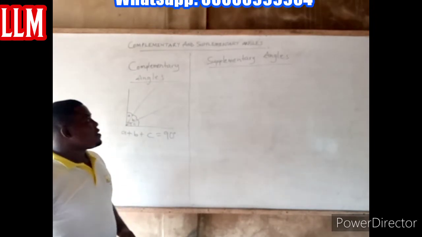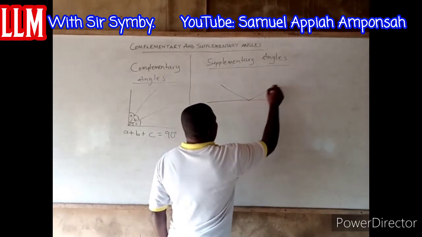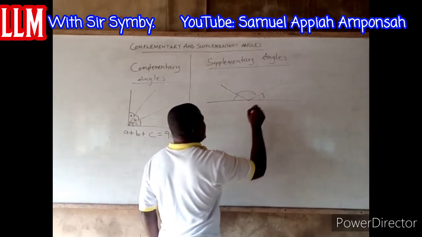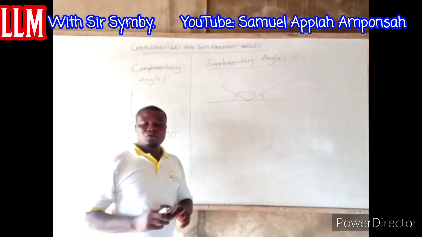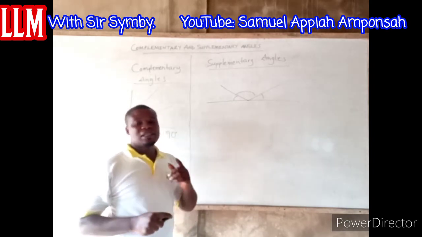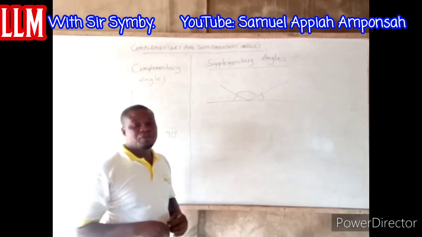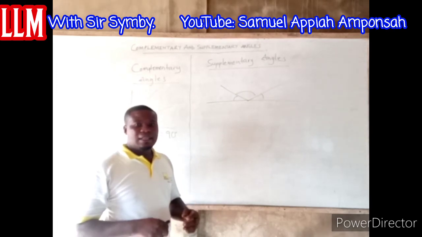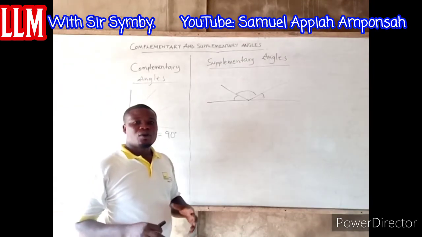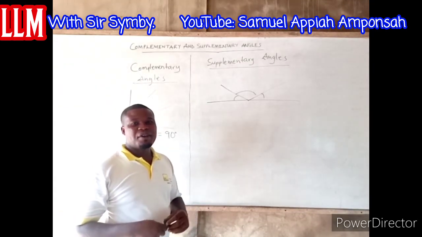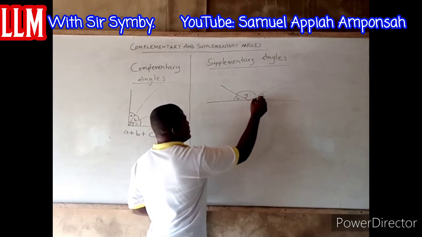Supplementary angles are angles which add up to get a straight line. Whenever two or more angles sum up to get a straight angle, then we say that those angles are supplementary angles. All that I want to put across is that supplementary angles are two or more angles which add up to get 180 degrees. Assuming we have angle X, Y, and Z.